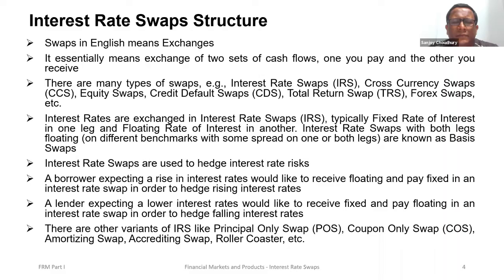And there are other variants of IRS, like the principal only swap, coupon only swap, amortizing swap, accreting swap, roller coaster swap, and so on and so forth. These will be subsequently discussed in later videos.